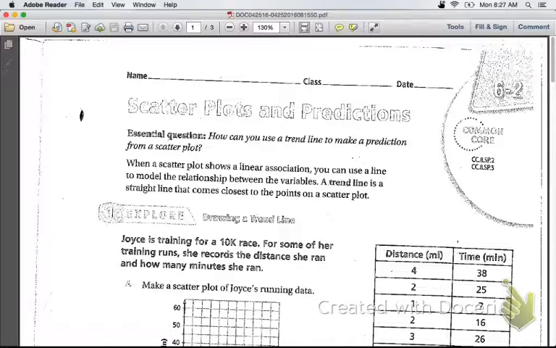In this lesson, we're going to be discussing how to make a trend line, to draw a trend line on a scatter plot, and also to write the equation of the line. So when a scatter plot shows a linear association, you can use a line to model a relationship between the variables. The trend line is a straight line that comes closest to the points on the scatter plot.